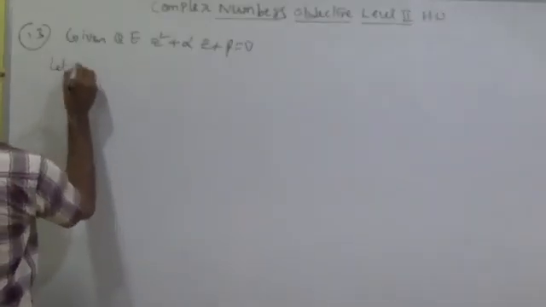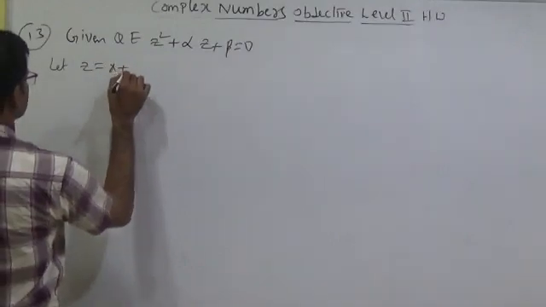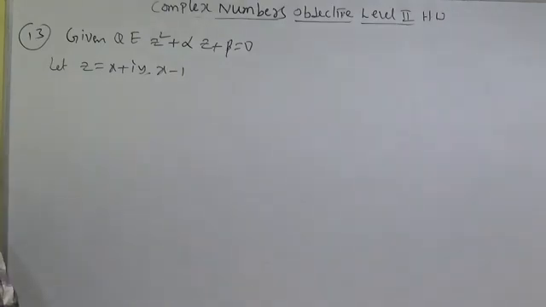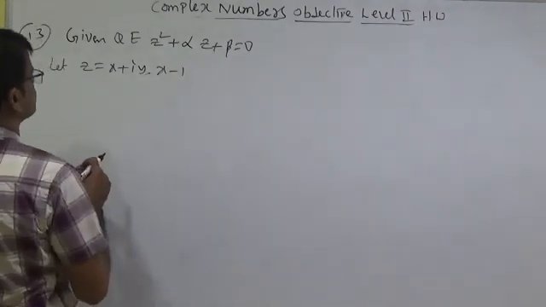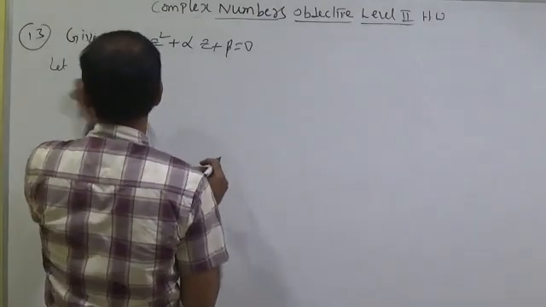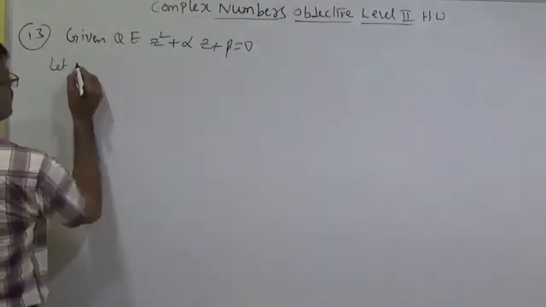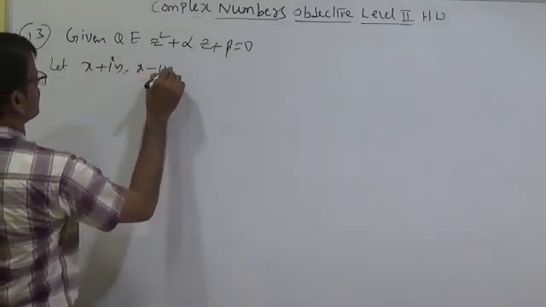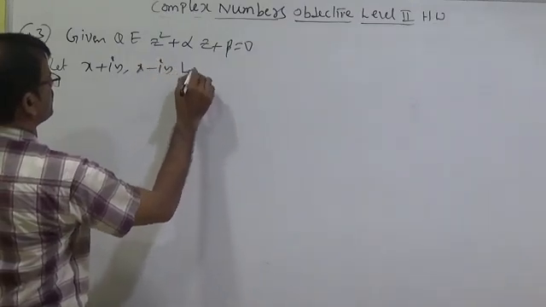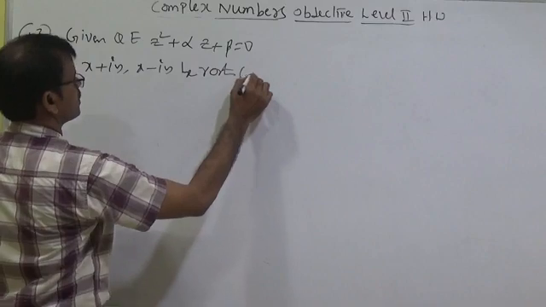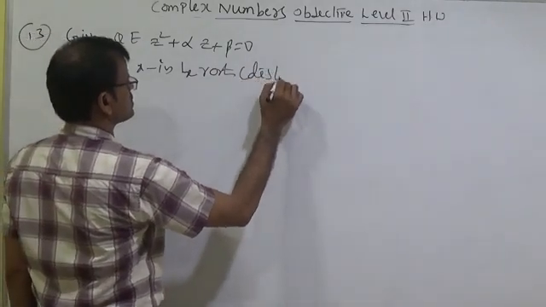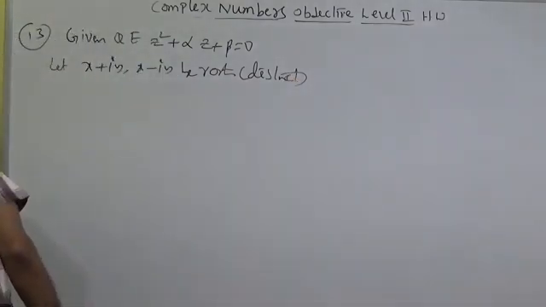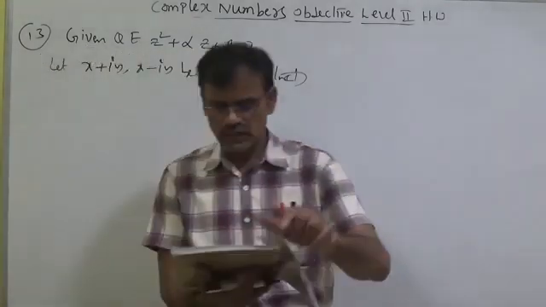Let Z equal X plus IY. Let the two roots of this equation be X plus IY and X minus IY. Within brackets, you should write distinct roots. This is for a complex quadratic equation, where alpha is real and Z is a complex number.